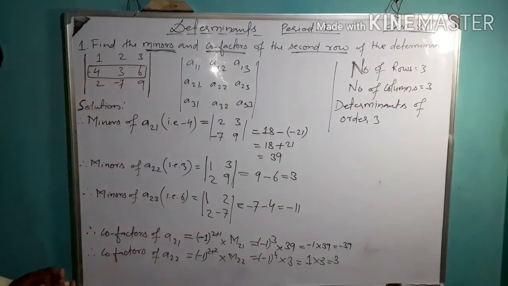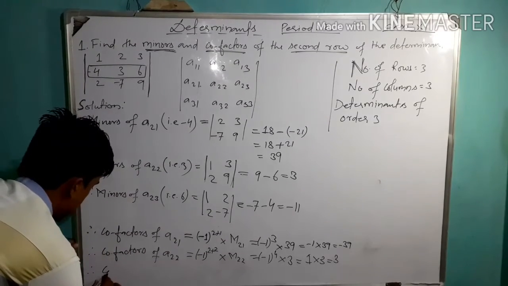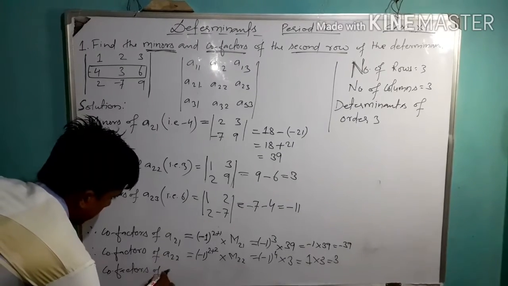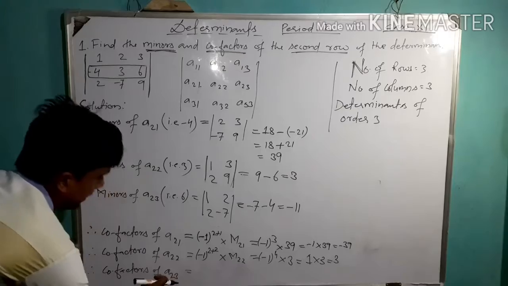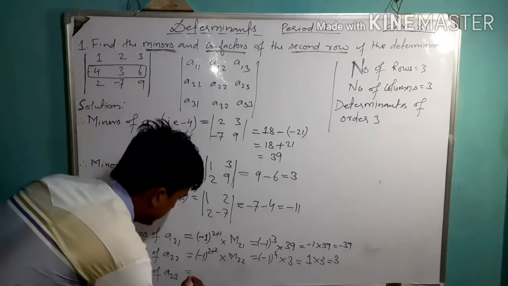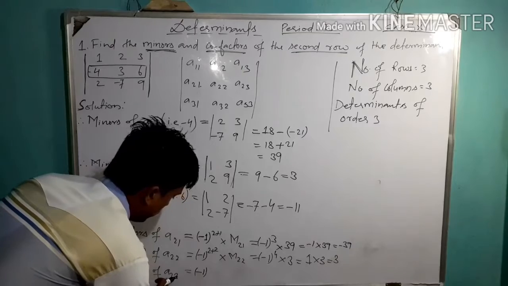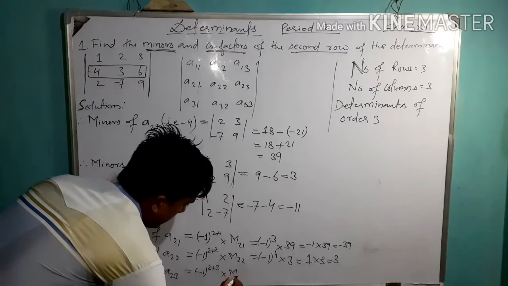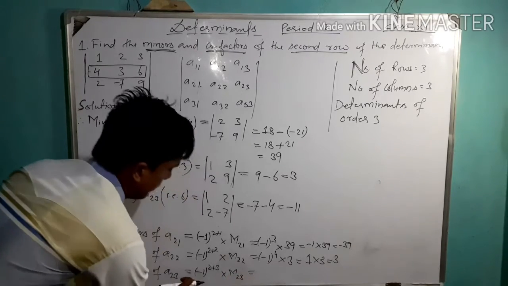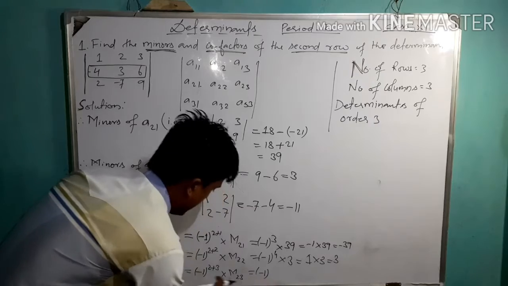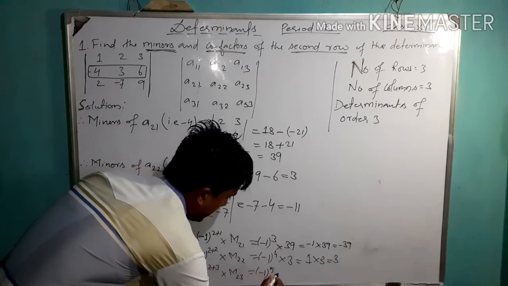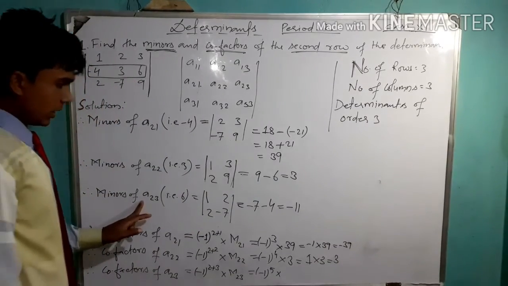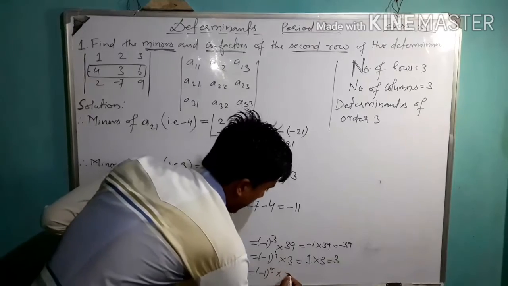Then we have got the last one, that is the cofactor of A23. Here we can take C23 also, no problem with that. Then same thing, minus 1 to the power 2 plus 3 into M23. Here 2 plus 3 becomes 5, into M23, the minor of the 23rd element. We have got minus 11. So right here minus 11, right?